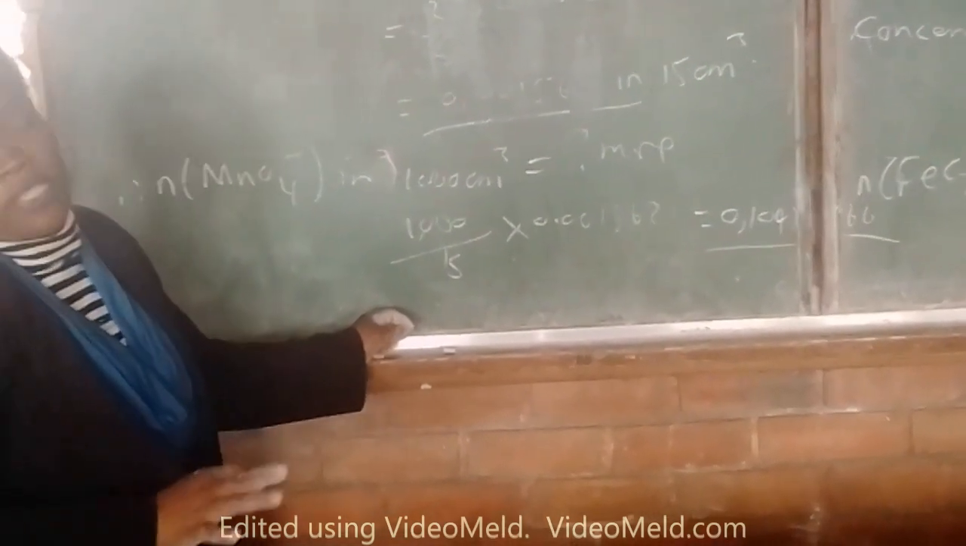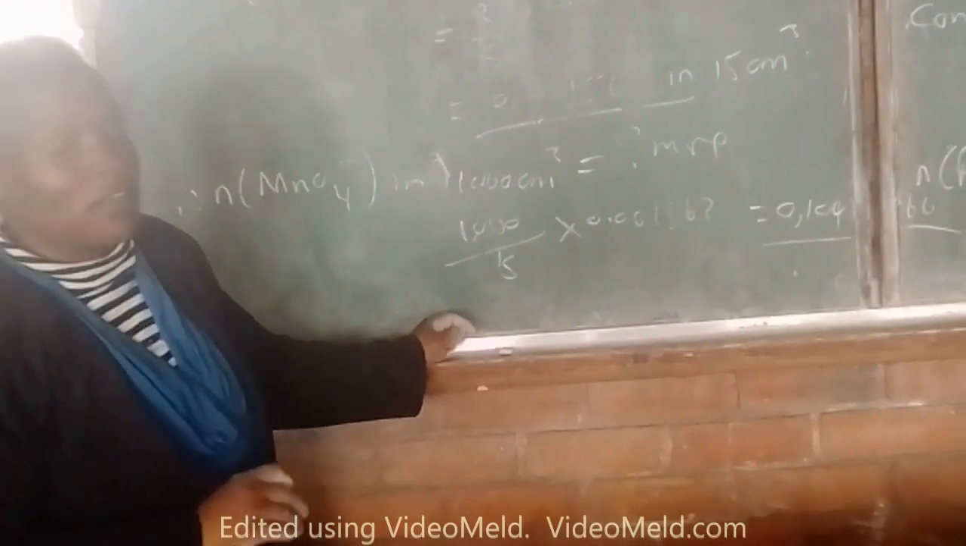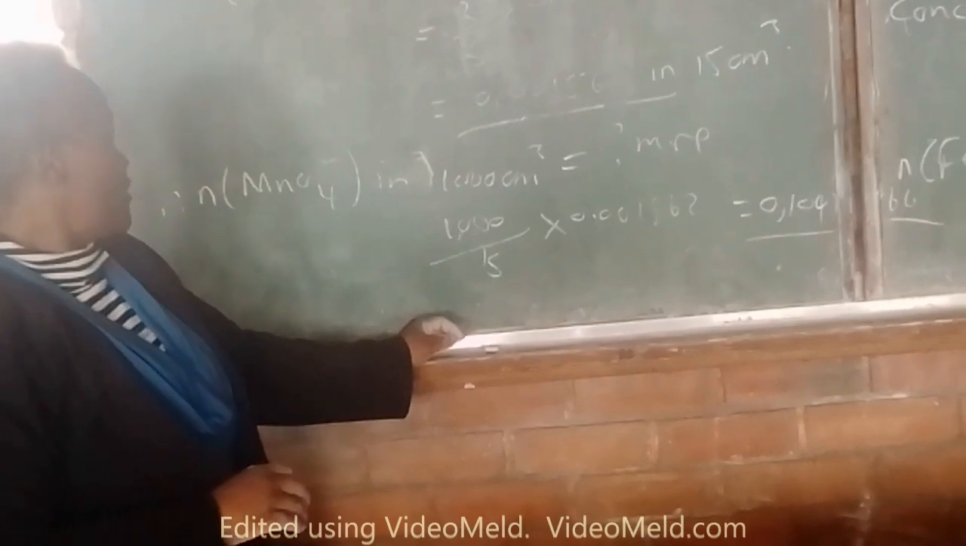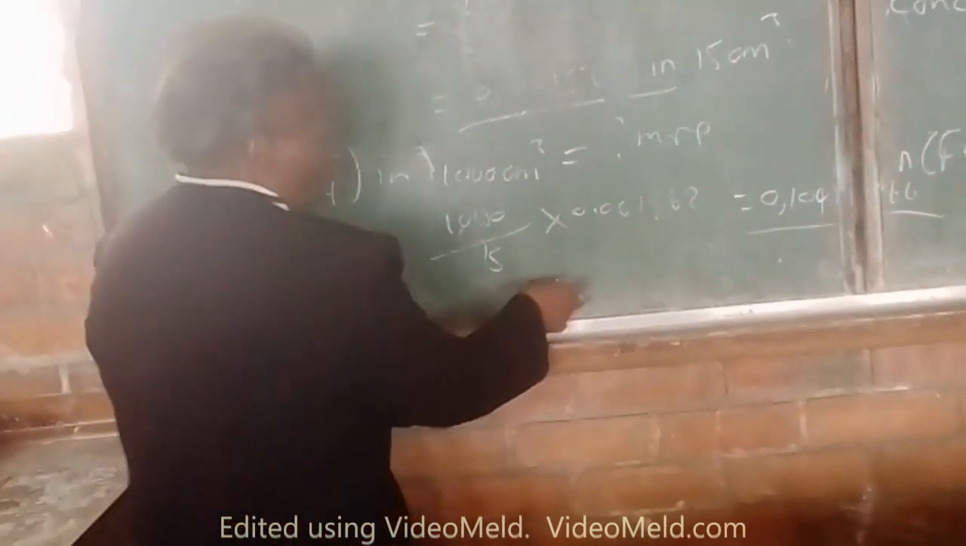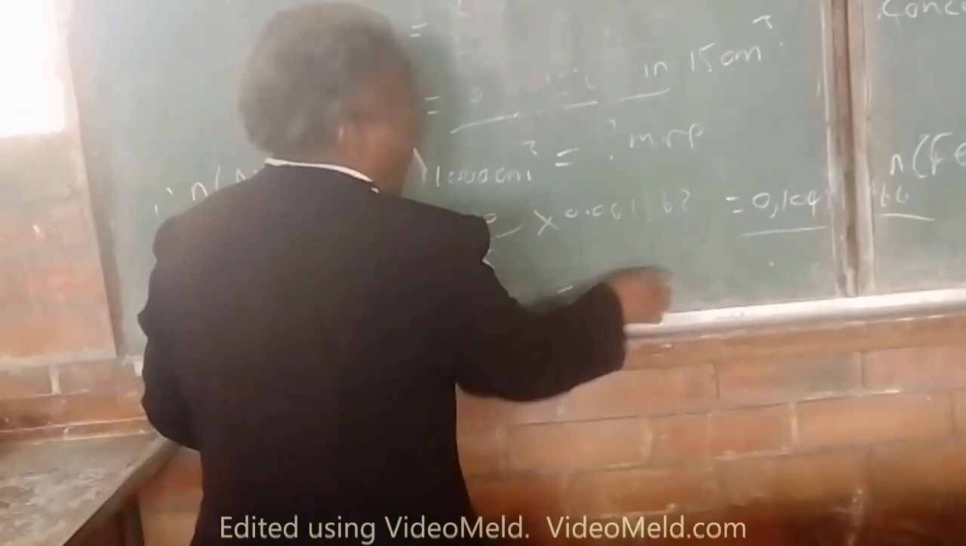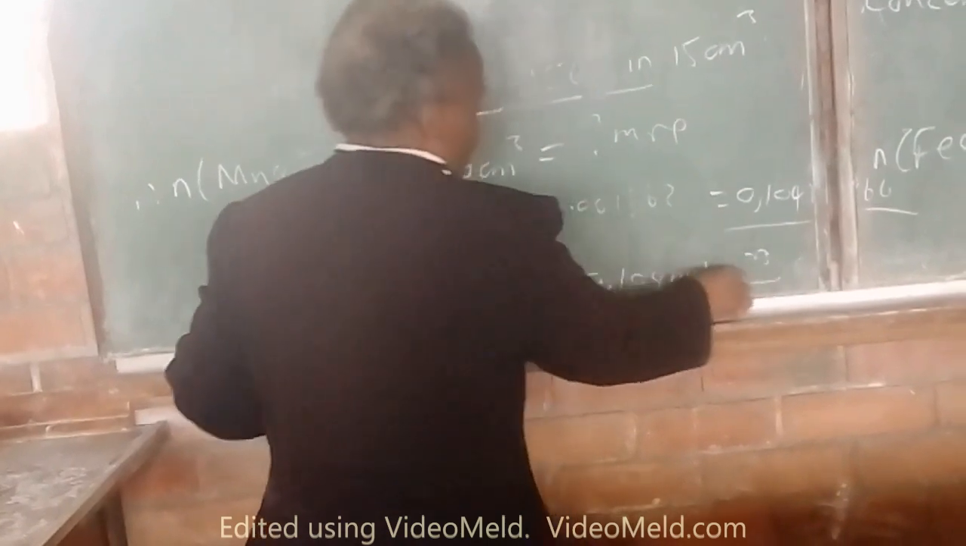Now my final answer, if there is nothing specified, I must leave my final answer to 3 significant figures. Hence, the concentration of the permanganate is going to equal 0.104 moles per dm cubed.